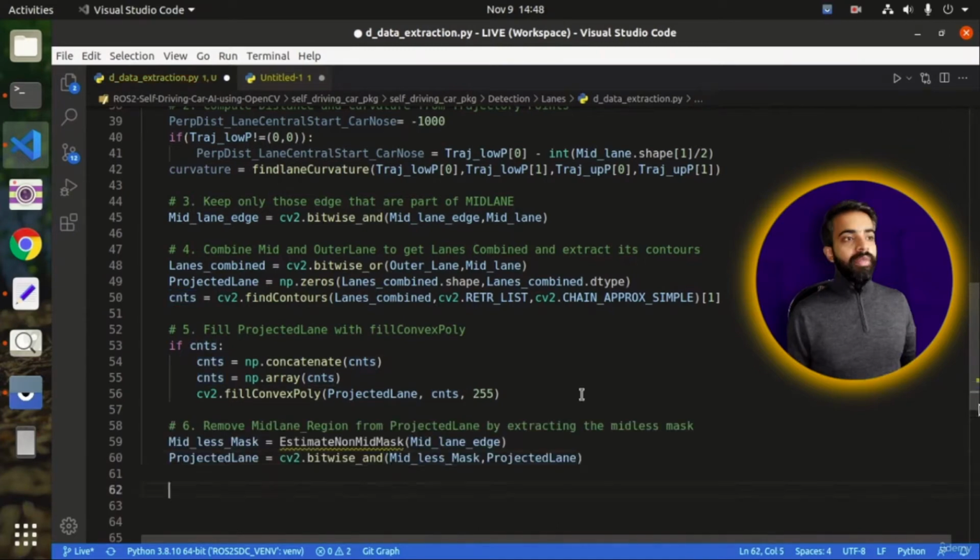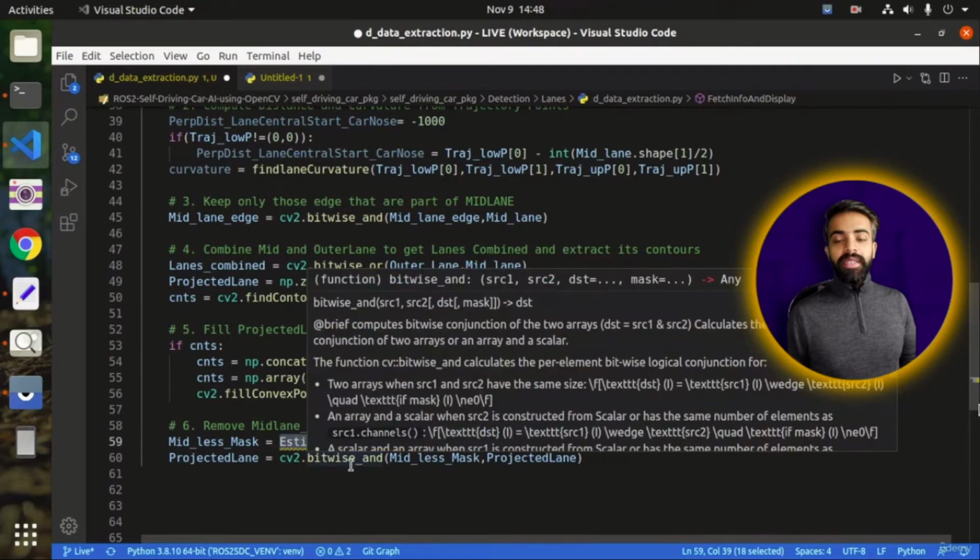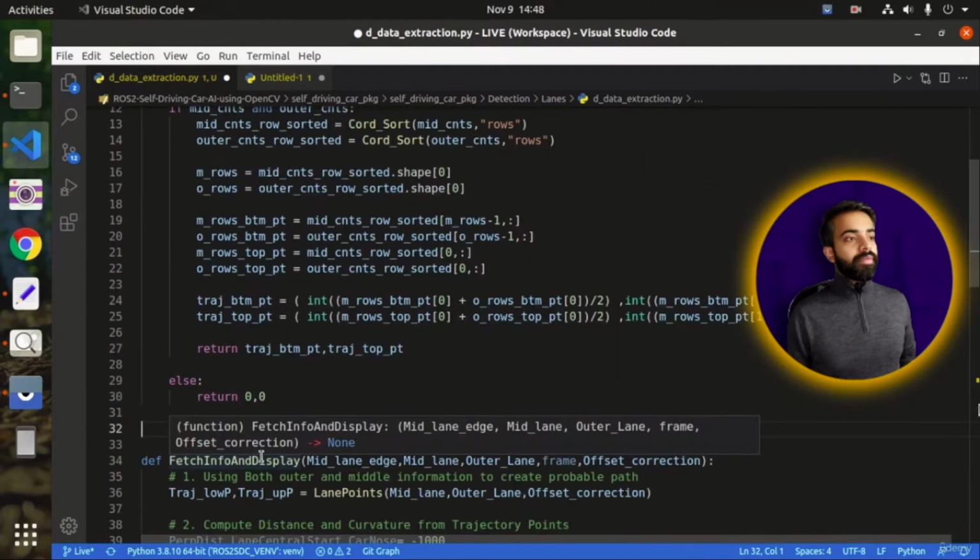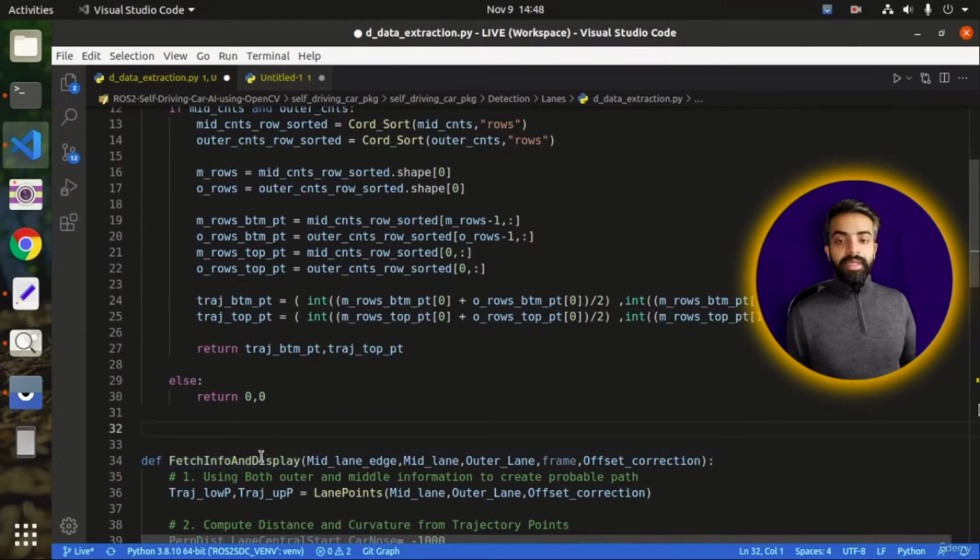Now for the next step, when we draw the projected lane, we will get an error: the mid lane was estimated and it was not the correct mid lane. So we need to get rid of the extra values that we have got from the estimation of that mid lane. To get rid of that error, we need to create a new function, estimate non-mid mask, which simply estimates the non-mid region from that mid lane. So we define that particular function of estimating the non-mid mask right here.